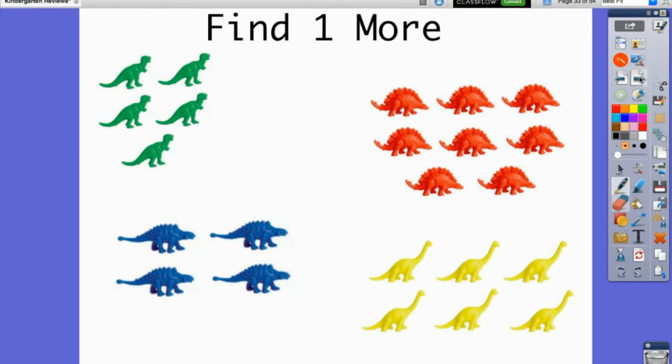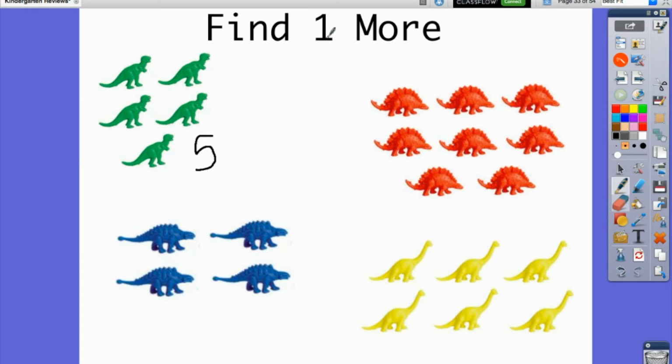I have 4 different groups of pictures that we're going to look at, starting with our green dinosaurs. So let's look at our green dinosaurs. How many green dinosaurs are there? Let's count. 1, 2, 3, 4, 5. There are 5 green dinosaurs.